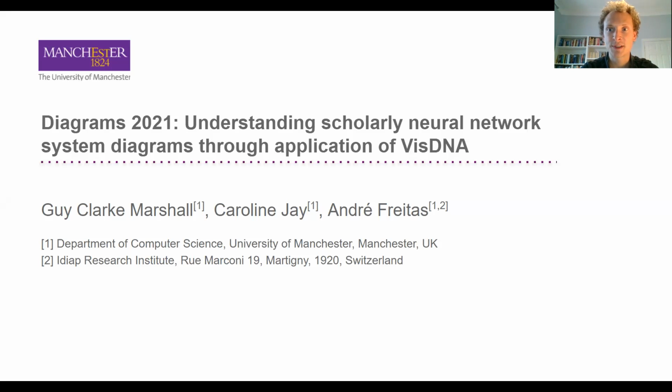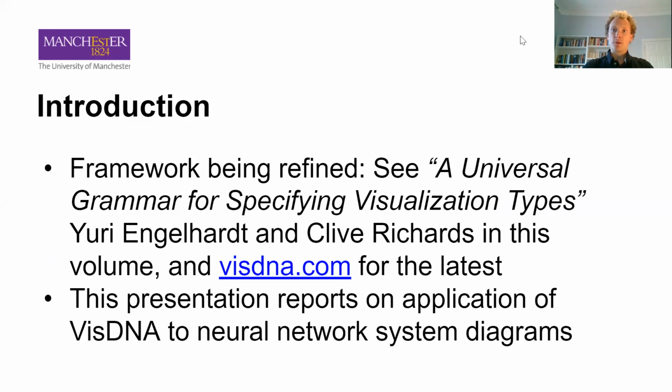This presentation reports on a paper submitted to Diagrams 2021, which is about using VisDNA to understand scholarly neural network system diagrams. So I think probably the first thing to talk about is VisDNA itself. The framework is a visual grammar, and you should see these references. For example, in this volume there's a paper, but also VisDNA.com is great for having the latest resources about this.